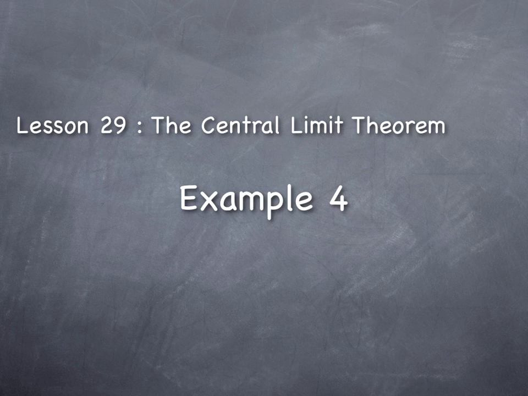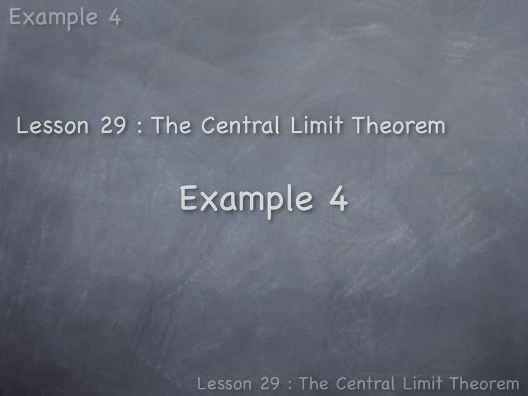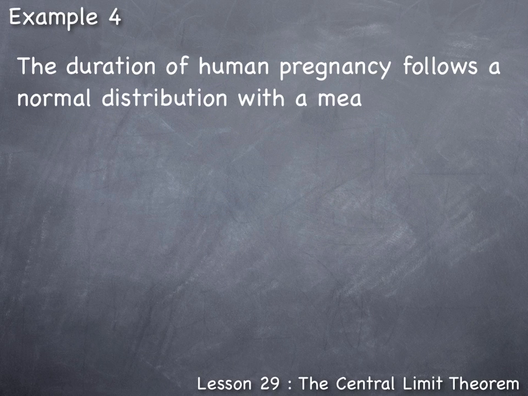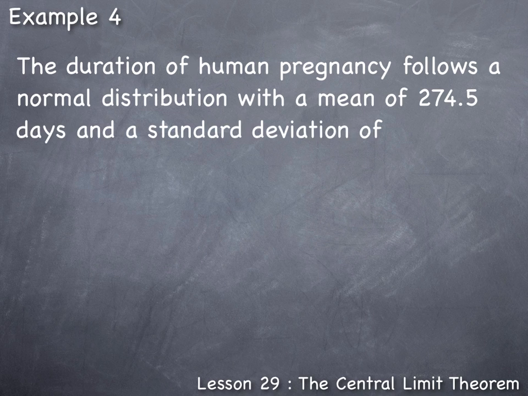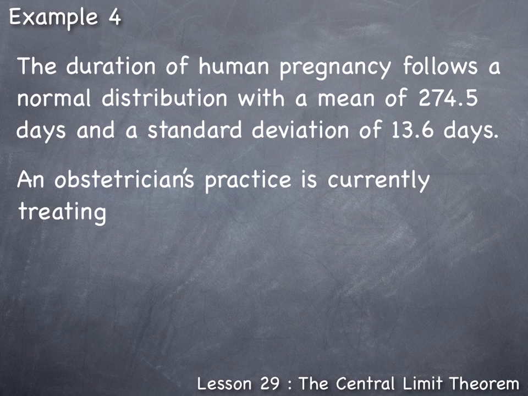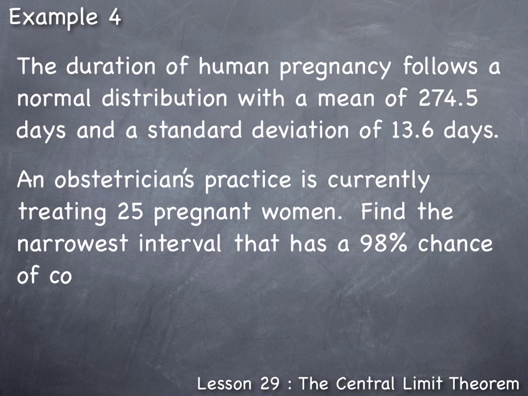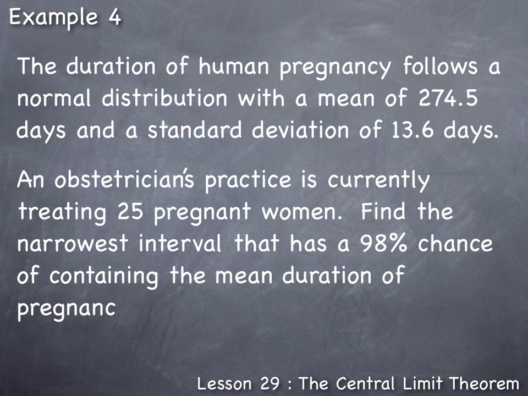Lesson 29, the Central Limit Theorem. Example 4. The duration of human pregnancy follows a normal distribution with a mean of 274.5 days and a standard deviation of 13.6 days. An obstetrician's practice is currently treating 25 pregnant women. Find the narrowest interval that has a 98% chance of containing the mean duration of pregnancy for these women.